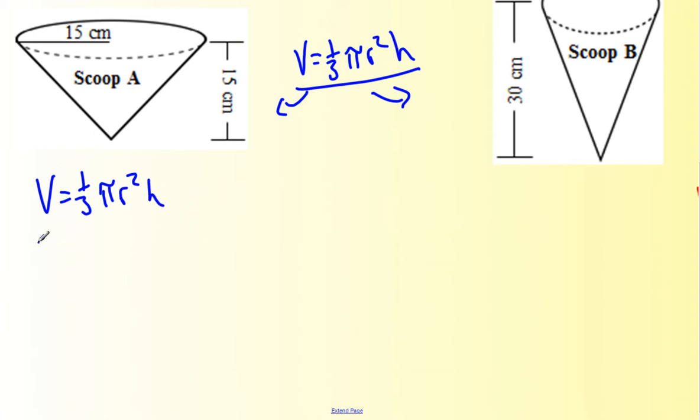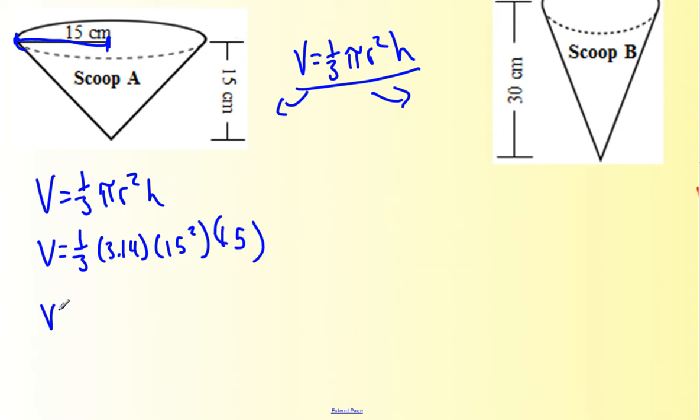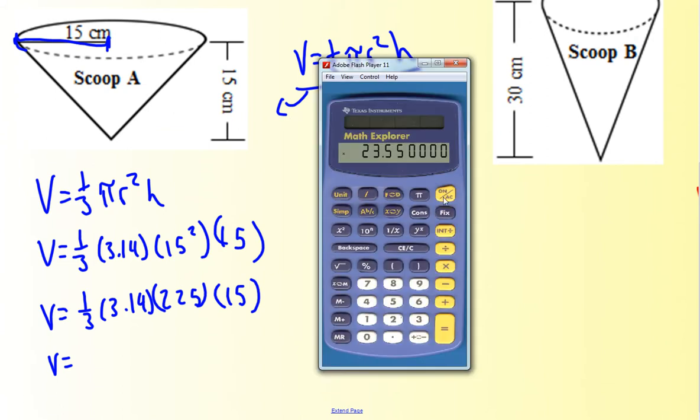And plug in what we know. We do not know the volume. That's 1/3, that's 3.14, the radius squared is 15 squared, and the height is 15. B equals, I'm doing 15 squared. We've already done that today. I know the answer. That's 225. And if we multiply this all together, that would give us the volume.